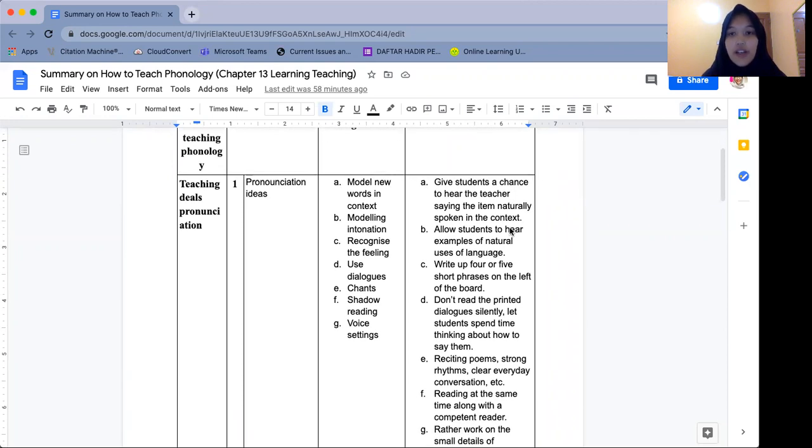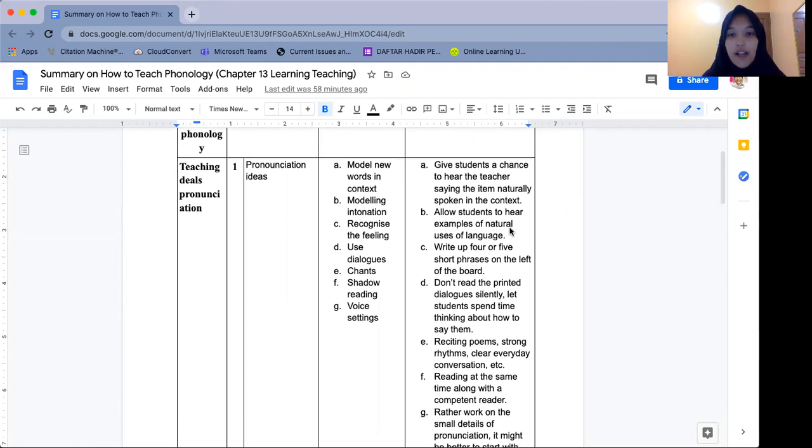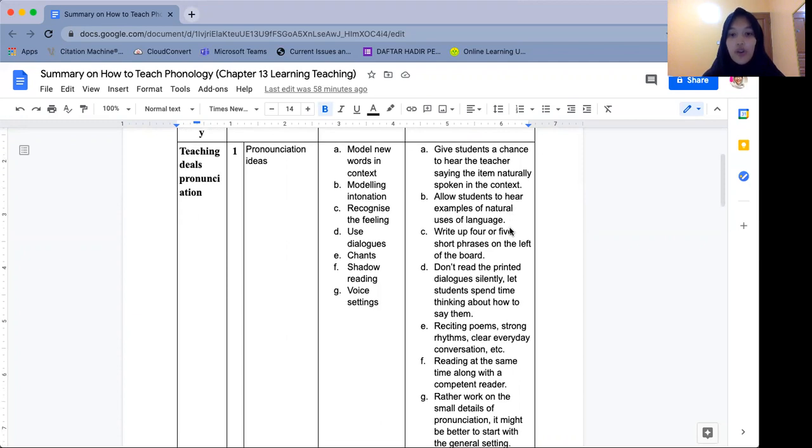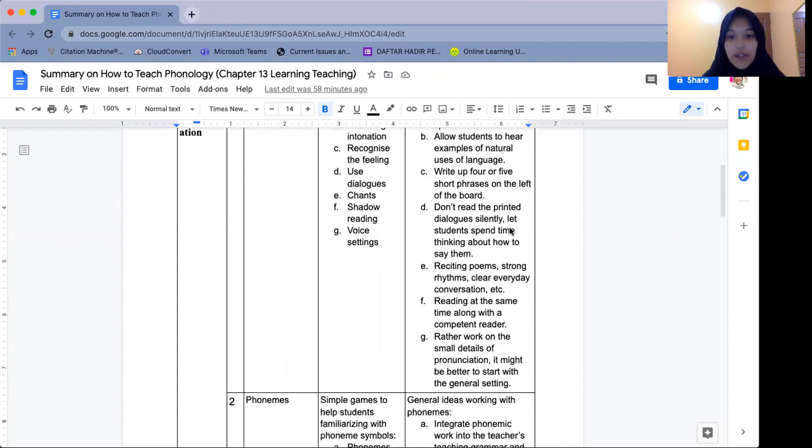A, give students a chance to hear the teacher saying the item naturally spoken in context. Allow students to hear examples of natural uses of language. Write up 4 or 5 short phrases on the left of the board. Don't read the printed dialogue silently. Let students spend time thinking about how to say them. Reciting poems, strong rhythms, clear everyday conversation, etc.